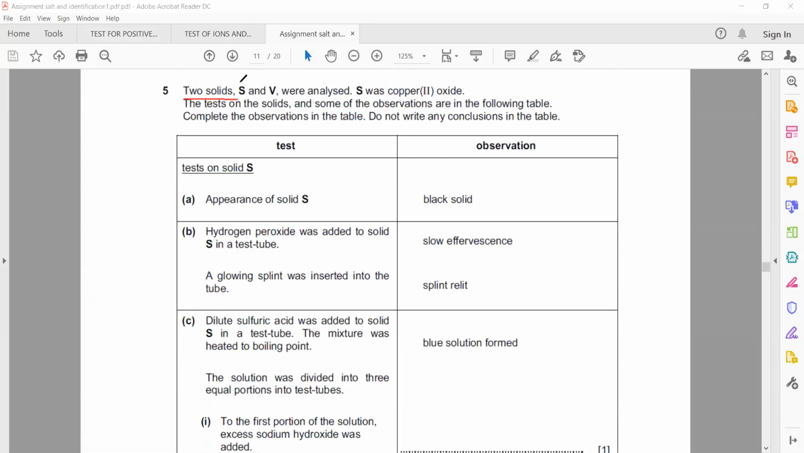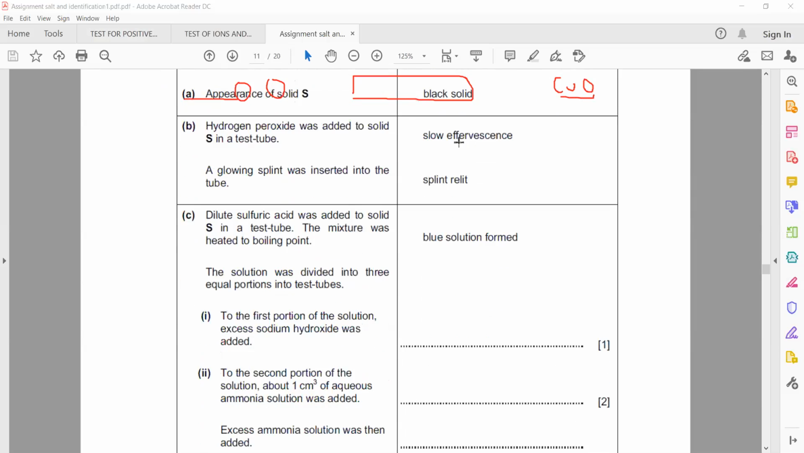Two solids S and V were analyzed. S is copper oxide, so there's copper and oxygen. They give you the hint: the whole compound name is given to you. It's copper oxide. And when you add sulfuric acid, it will turn into copper sulfate. The idea is that it contains a copper ion.